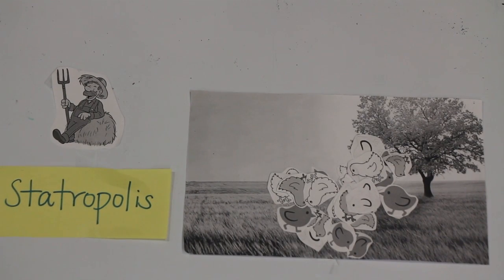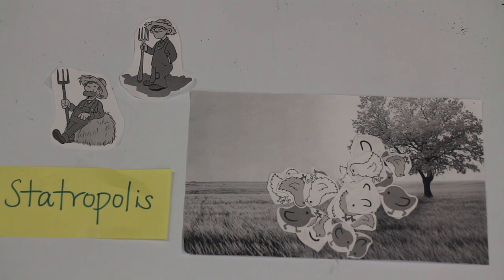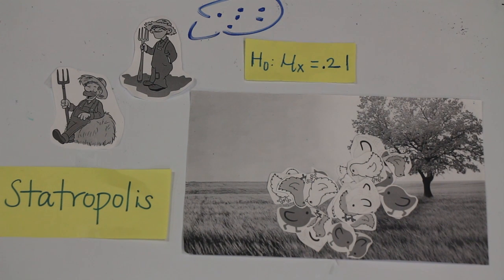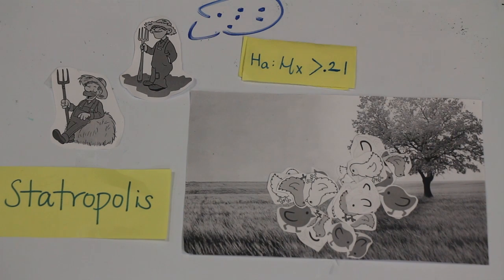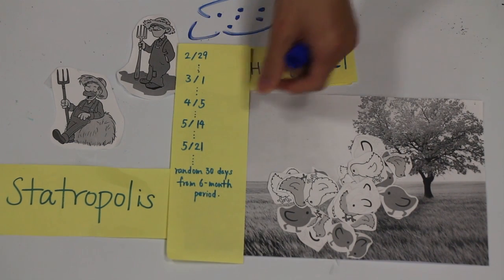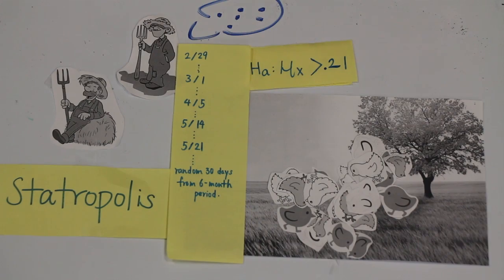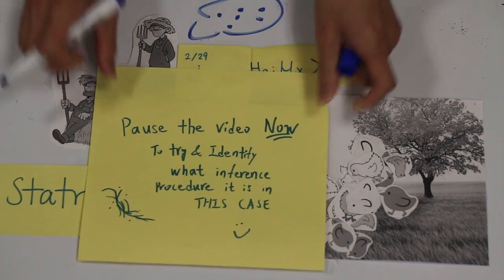Later, the previous owner, Richard of Strapolis, came back and visited Sam. He tells Sam that the average amount of feed per day for each chicken is 0.21 pounds. Sam feels that the chicken actually eats more. Therefore, he randomly picks 30 days out of a 6 months period and records how much feed the chicken eats to find out whether chicken eats more than the amount that Richard claims.